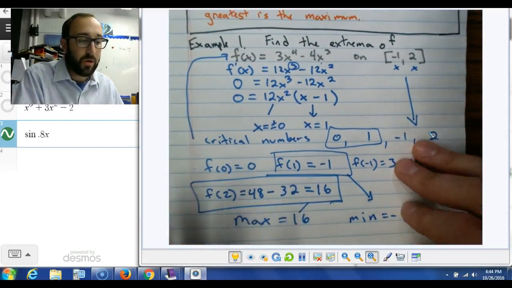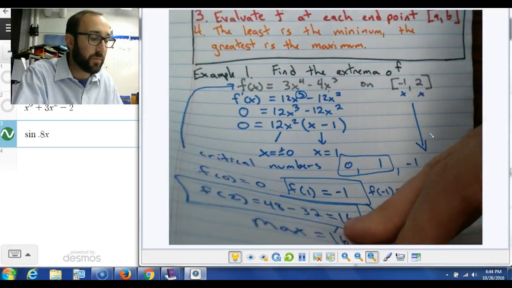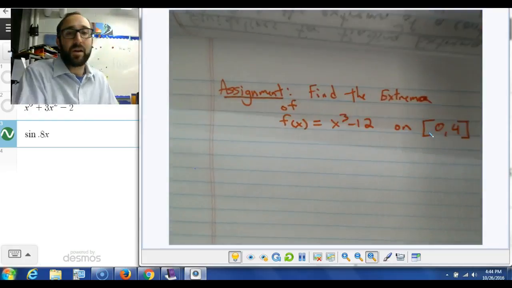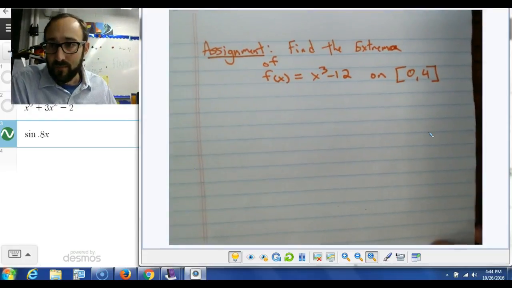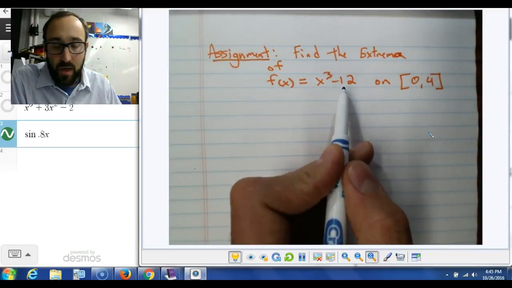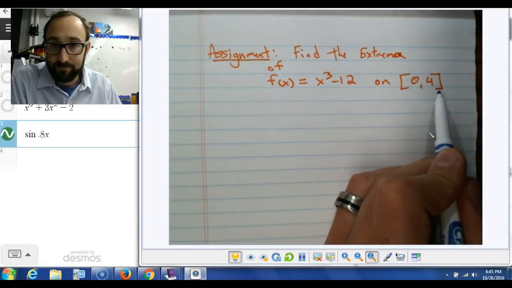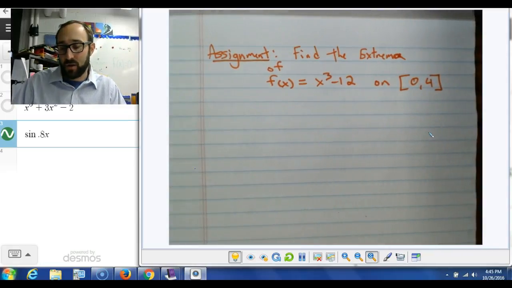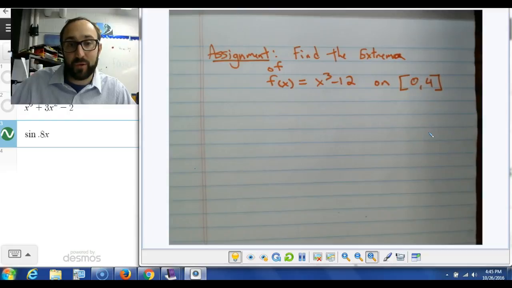Okay, there you go. So then here is your assignment to bring back to class the next time I see you, and that is find the extrema of f of x equals x cubed minus 12 on the interval from 0 to 4. Okay, go back and watch if you don't remember how to do it, because this should be fairly simple for you. Good luck.